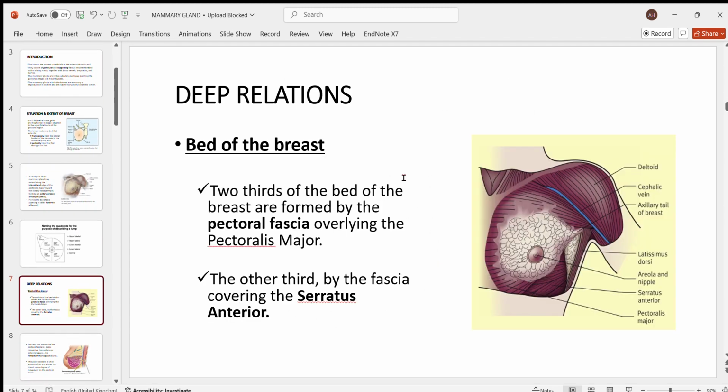The deep relations of the breast, or the structures lying beneath the breast, or the structures making the bed of the breast, are the pectoral fascia, which is covering the pectoralis major muscle, and the serratus anterior muscle along with its fascia below it. As I've mentioned earlier, the breast is a content of superficial fascia. So all the muscles of the pectoral region are lying beneath the breast because it is in the superficial fascia. So the structures making bed of breast are the pectoral fascia, pectoralis major muscle, serratus anterior muscle, and its fascia.